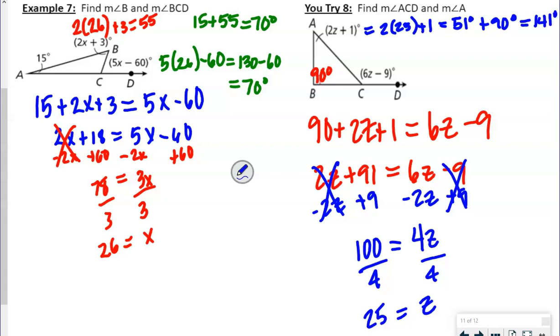All right, so we're going to do, for this one, 6 times 25, and that's 150, right? 150 minus 9, guess what that is? That's 141, and that's what we expected, okay?